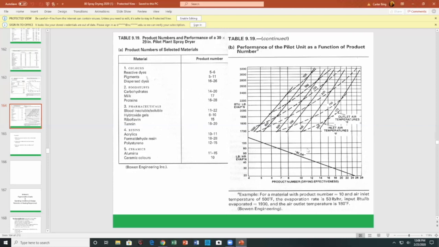Okay, I'm not sure. I'll have to go back and check the reference for exactly what BLSA is. I'm sure somebody will tell me if they get this far in my videos. Anyway, product number, I guess that's some sort of placement along this x-axis.